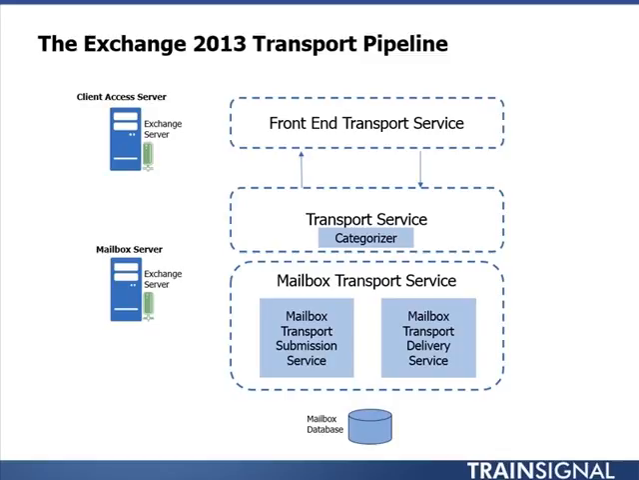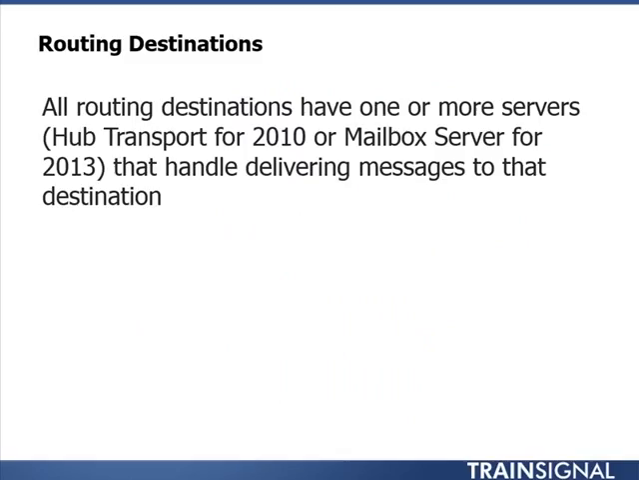But let's take a look back at the concept of routing destinations first and see if we can understand a little bit better how Exchange actually moves mail flow between different destinations within an organization. So as was mentioned, there are a variety of different routing destinations that can be considered by the Exchange server, whether it's a database or a connector, or perhaps an expansion server for a distribution group. And all routing destinations have one or more servers, whether it's a hub transport server for Exchange 2010 or a mailbox server for Exchange 2013.